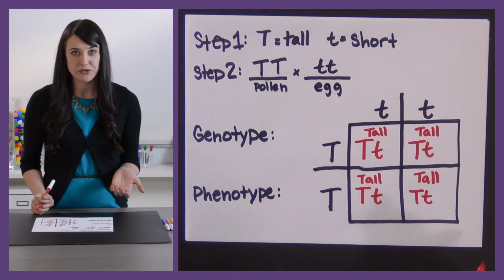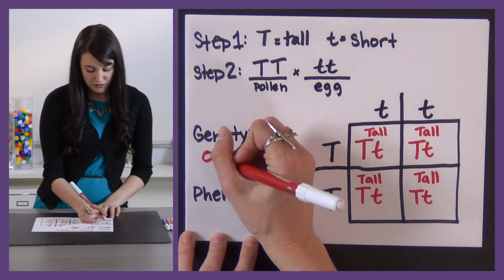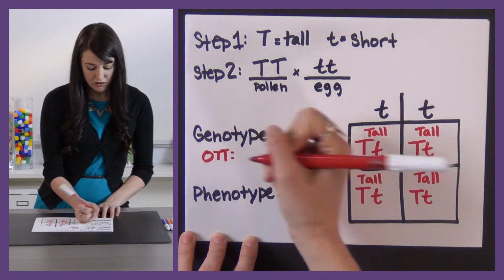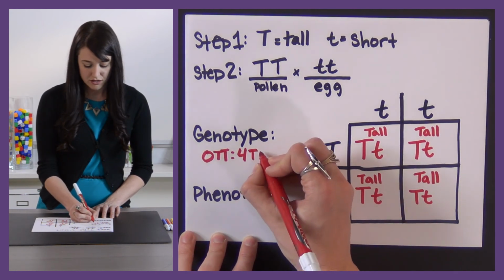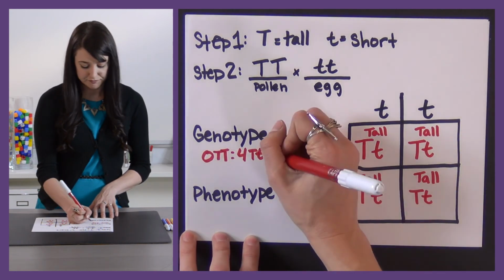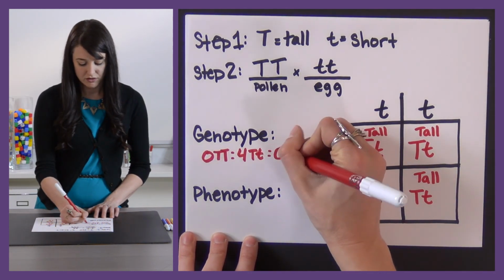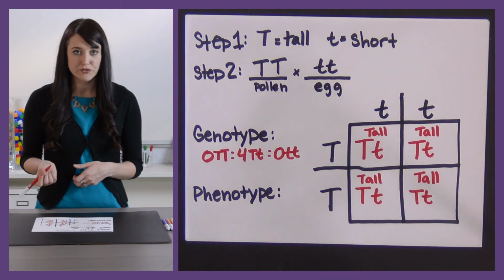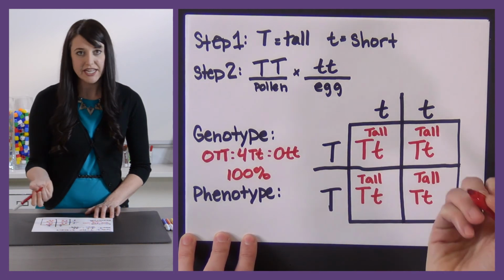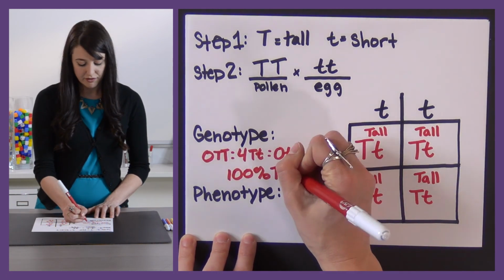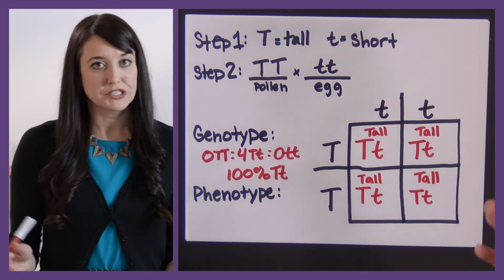So the genotype ratio is pretty easy. We have 0 homozygous dominant, 4 heterozygous offspring, and 0 homozygous recessive. There is a 100% chance that the offspring will be heterozygous. Now for the phenotype, all of them are tall.